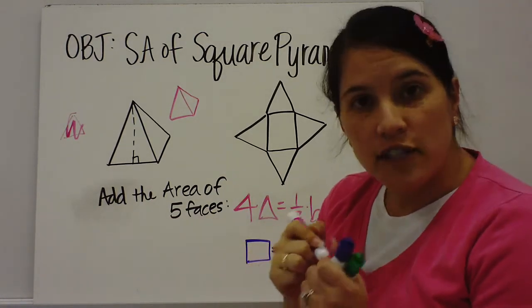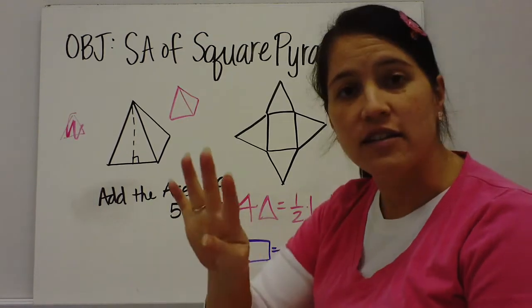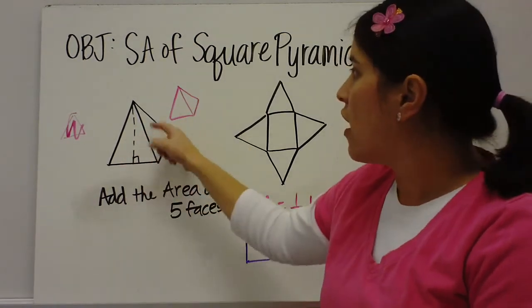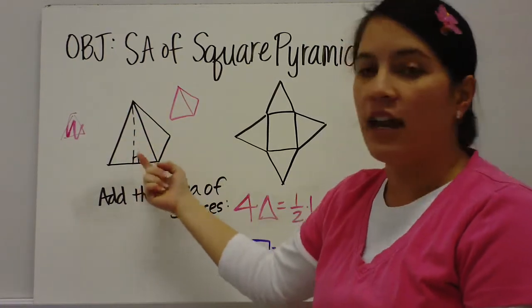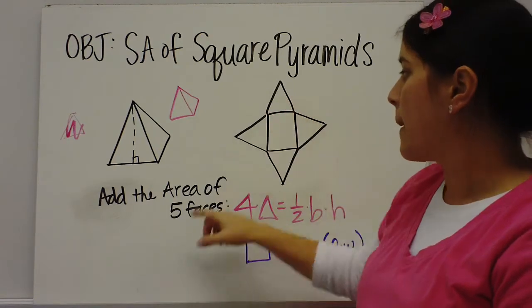And to find the surface area of a square pyramid, you have to add the area of the 5 faces. There are 5 faces because there's 4 triangles around the 4 sides, and then the bottom square. So here you see the 5 faces.